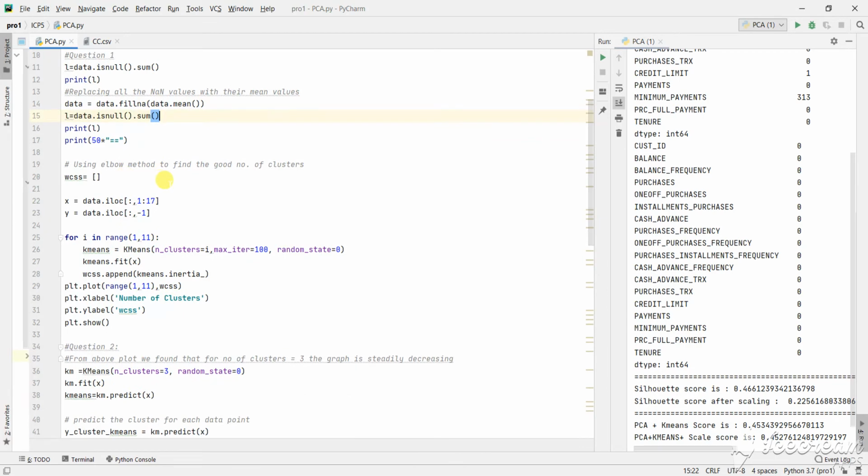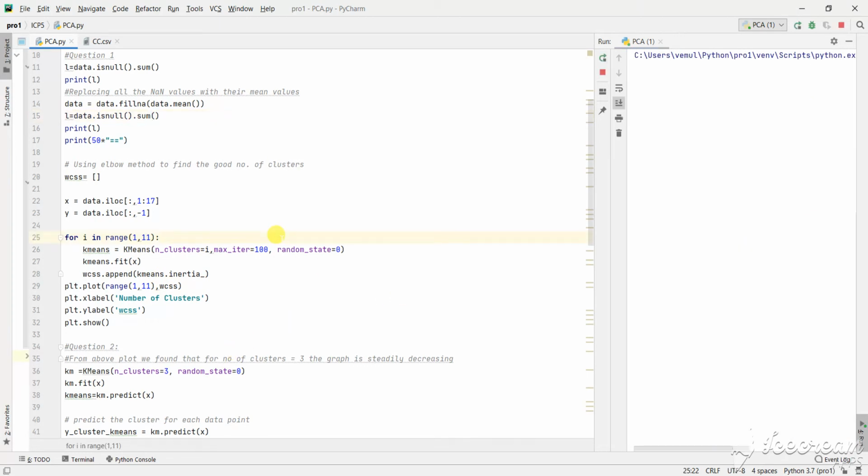In the first question we were asked to find a good number of clusters using the elbow method. It has 17 columns, so we have taken 17 columns, and I have taken the range from 1 to 11. We can take any, like 1 to 5 or 1 to 6 or whatever it might be. For good precision I took it as 11. By using the k-means algorithm, we will be finding the suitable number of clusters. So I just ran this code.